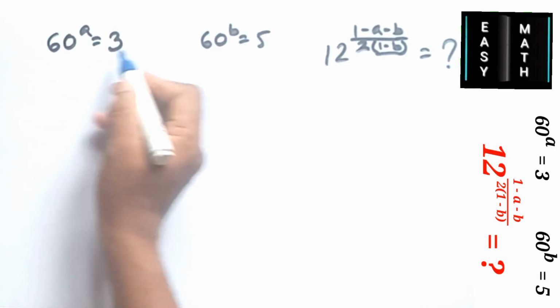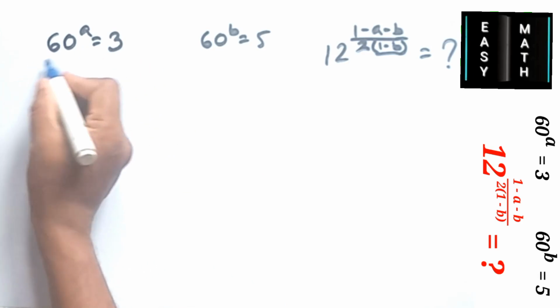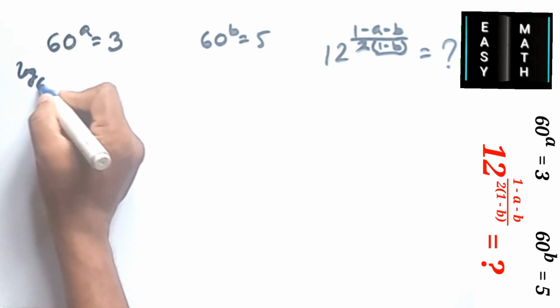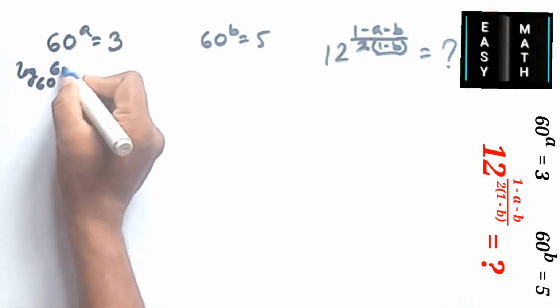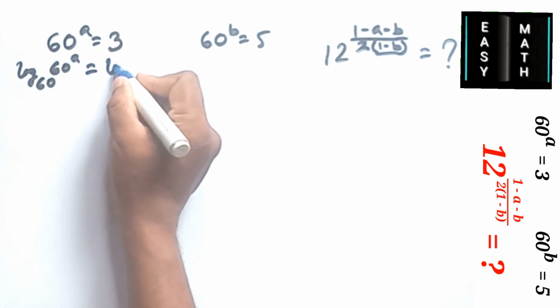This value is 3, this value is 5. So find out this value. First we can take the log base 60, and this is the 60, this is a, and this we can write as log 60 base 3.